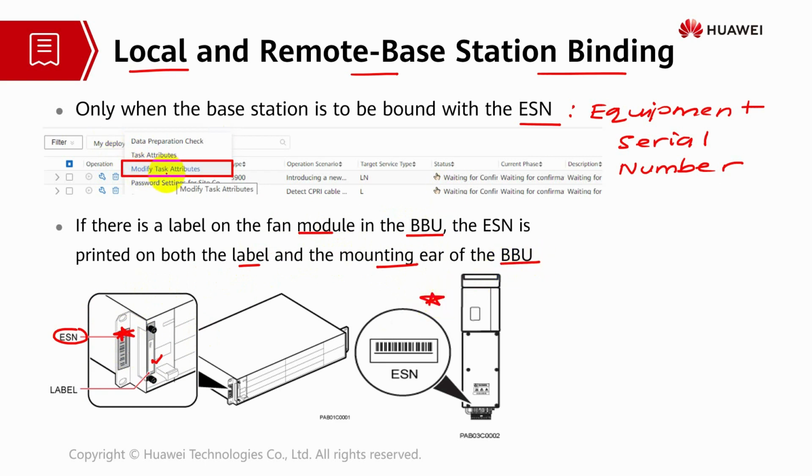And over here, this is related to the task attribute modification in case there need to be some changes done. So the local and the remote base station need to be bound with the correct ESN. That is the main purpose of this binding.